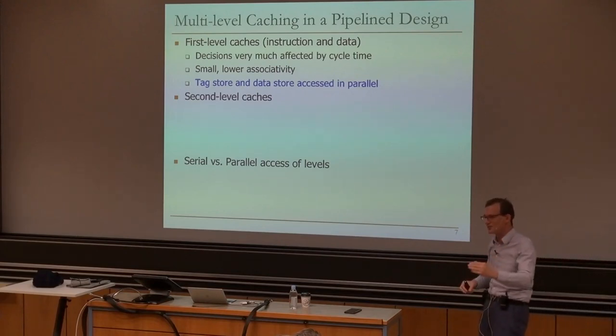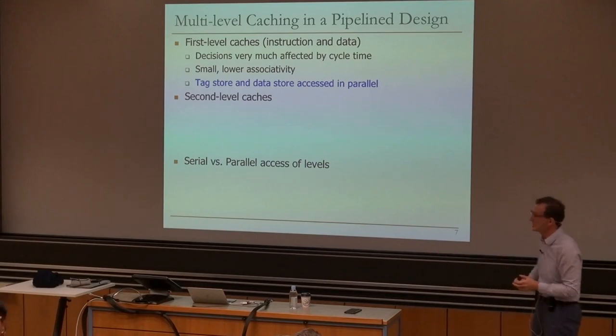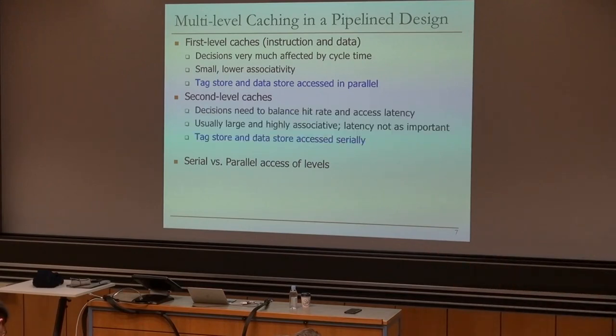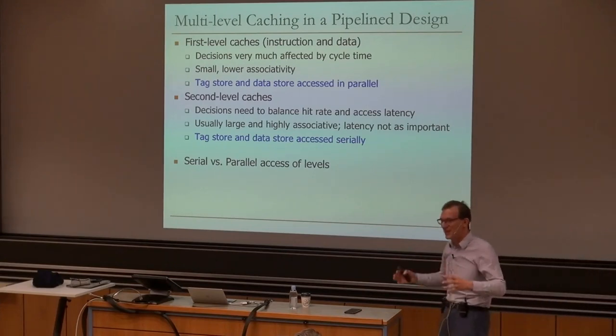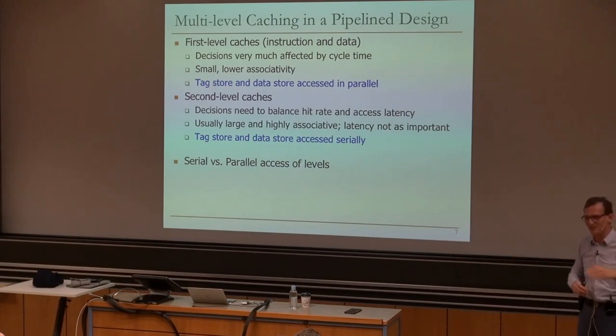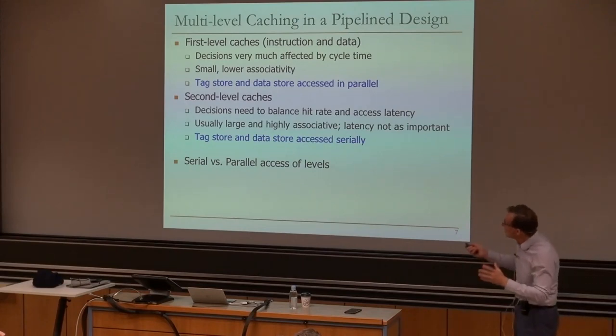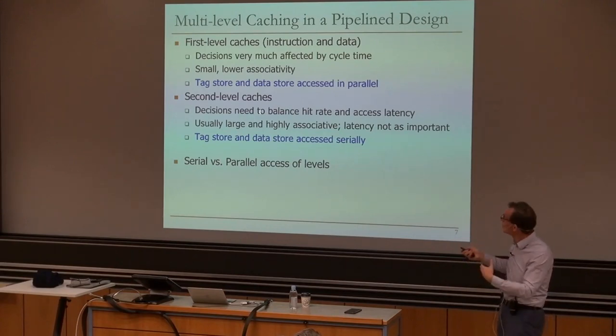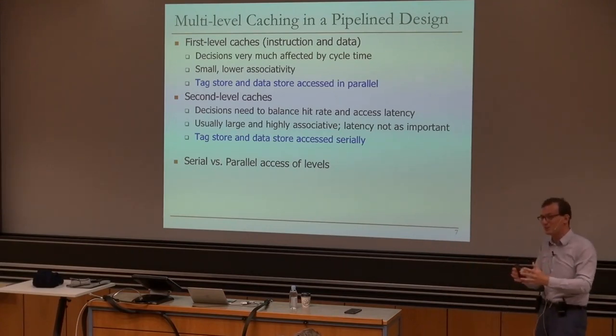You don't want to access the tag store first, wait for the result, hit or miss, and then if it's a hit, access the data store. That actually adds a lot of latency. But that's not necessarily true for second-level caches. In this case, you need to balance the hit rate and access latency and increasingly energy consumption, because these are large. Actually, I say second-level caches here because at some point in the past, second-level caches were the last level. But take this with a grain of salt, of course. There are second-level, third-level, maybe fourth-levels. Maybe second-level cache decisions start resembling more the first-level cache decisions as first-level caches become more constrained.